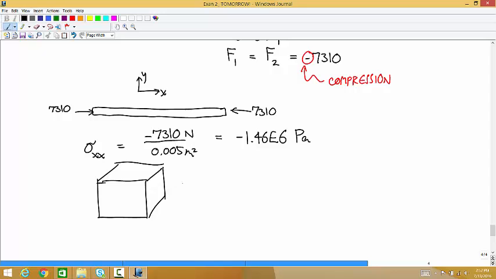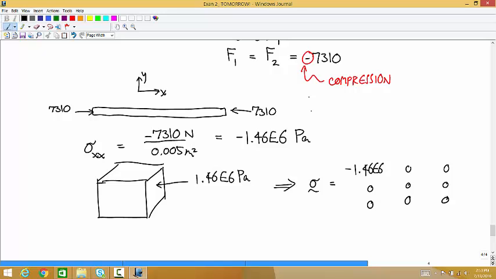So the stress element looks like this. And the stress tensor looks like this. Negative 1.46 times 10 to the 6, and zeros everywhere else. Any questions about that? Okay, that's all.